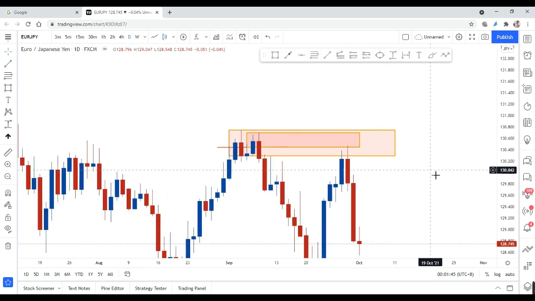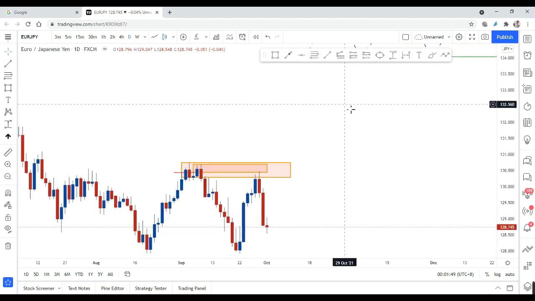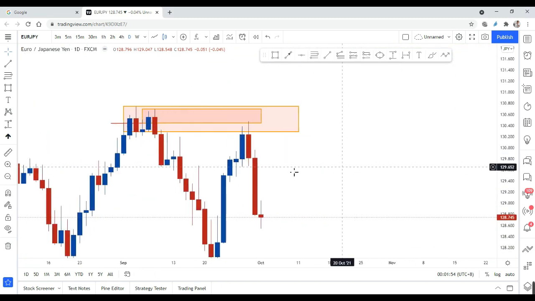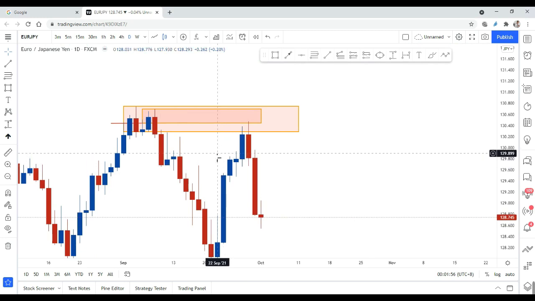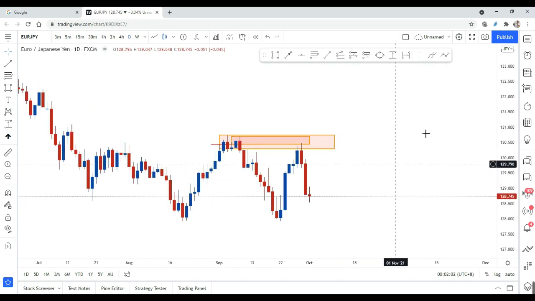Now let's look into the confirmation that we talked about. The first confirmation is the price action. Is there any good price action? Not really. There might be some fake out, but it does not look good. So what is the second confirmation that we can look into?